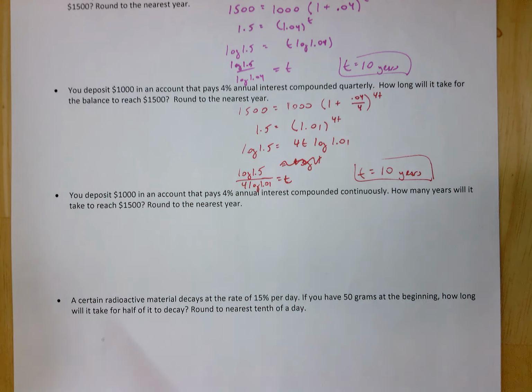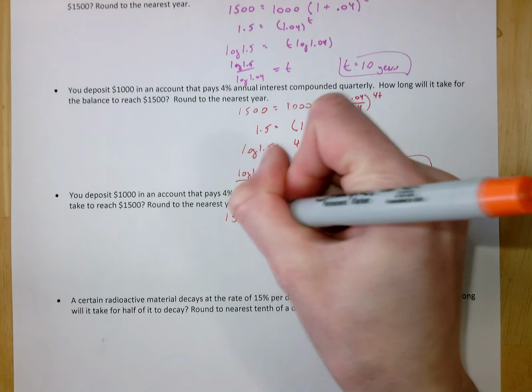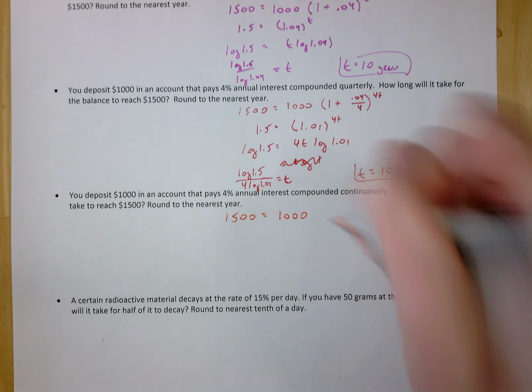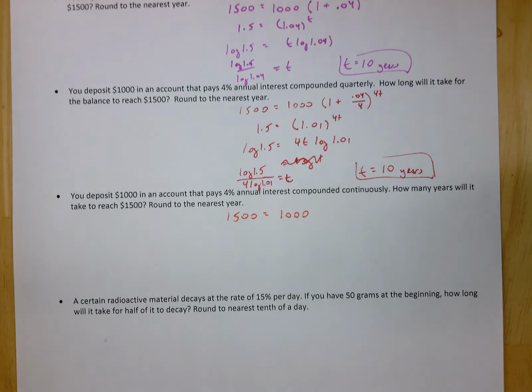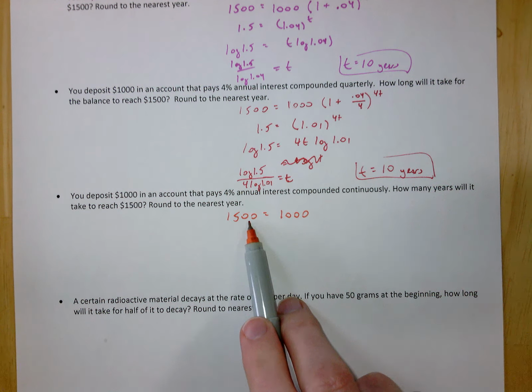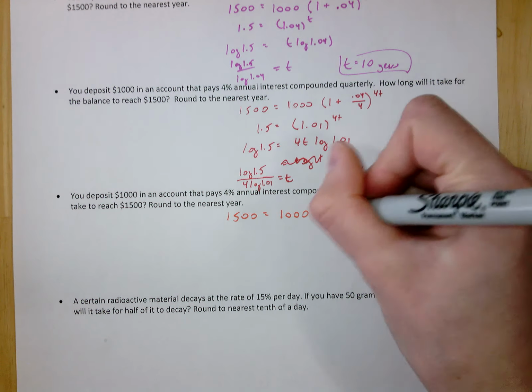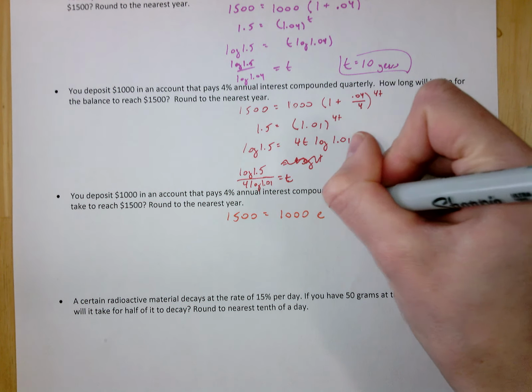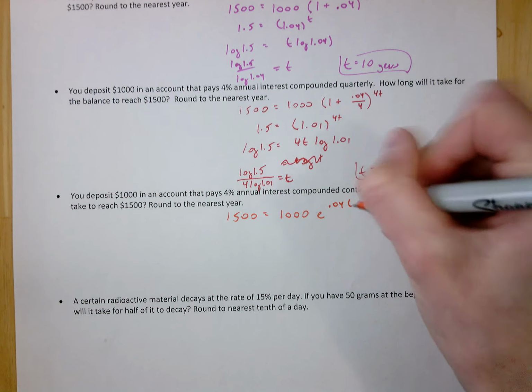Okay. All right, next one, same thing, but this time we are compounding continuously. So how is that going to change my problem? I want to get 1,500 still. I'm still starting with 1,000, but compounding continuously, that's a PERT, right? Final amount equals initial amount times e to the rate times time.